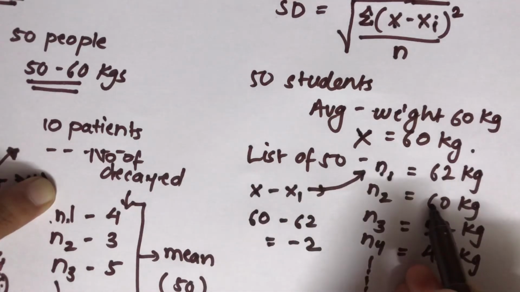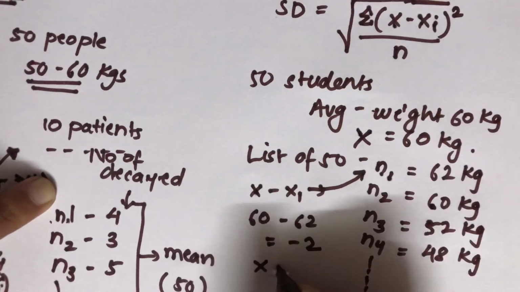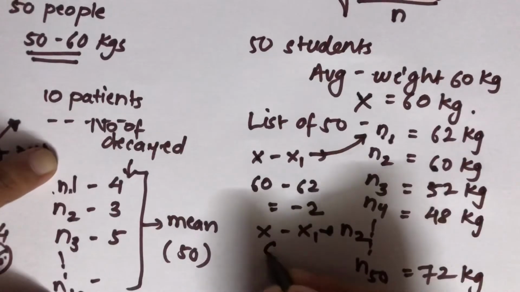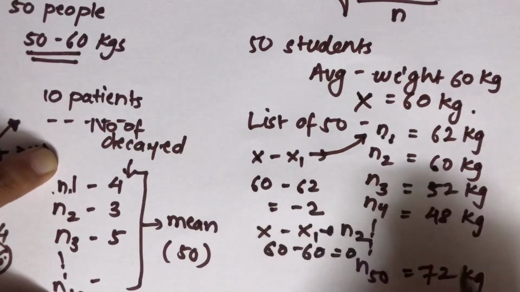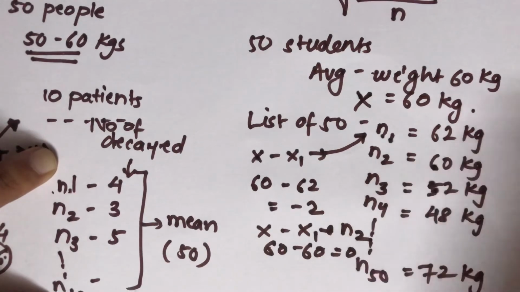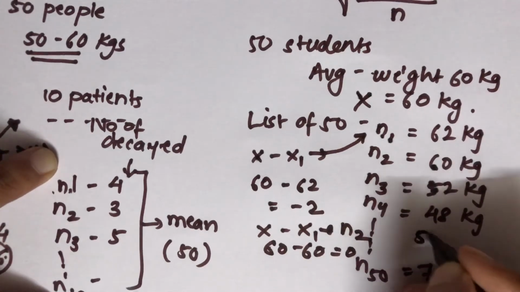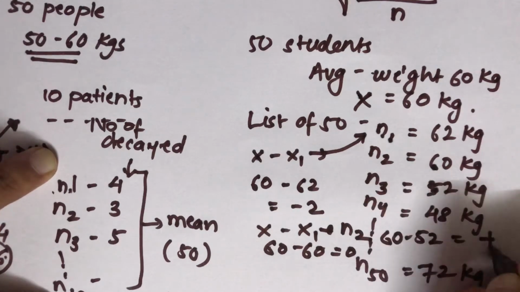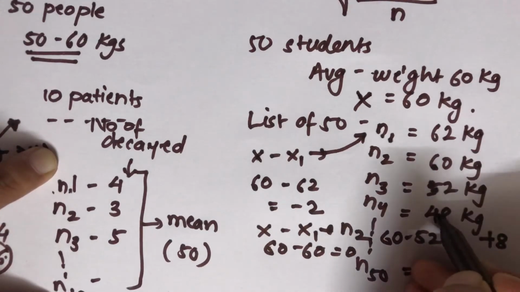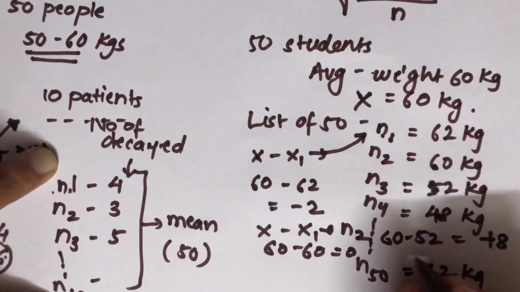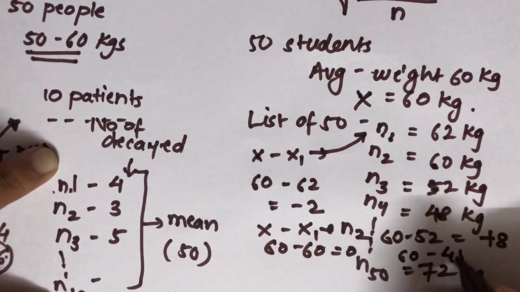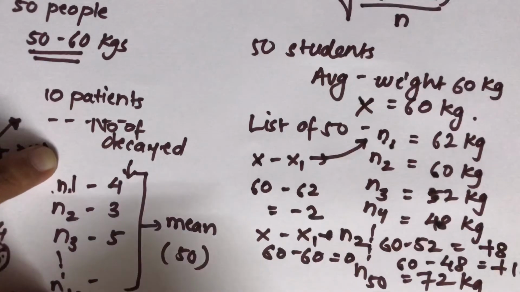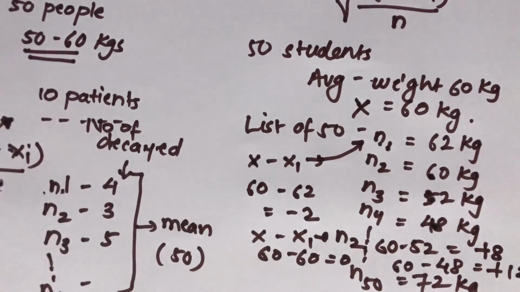The next is 60 kg. So your x minus x1 for your n2 is 60 minus 60, that is 0. Now over here this is 52 kg, so 60 minus 52 is equal to plus 8. For n4 it is 48, so 60 minus 48 is plus 12, right? So like that, you will see the deviation of the individual value from the mean.